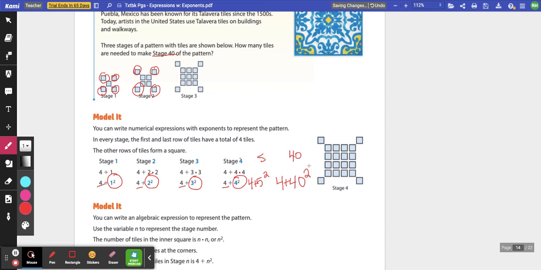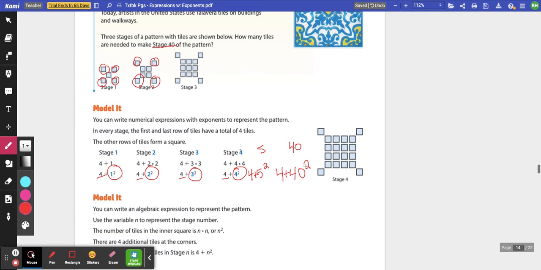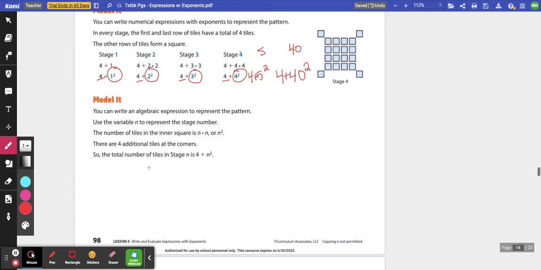So we're looking for how many tiles this would be if we had to solve it. Down here they show that you could write the expression 4 plus n squared, where n is whatever stage number we're on. So again, we're just plugging in or substituting a number for n depending on what stage. So for stage 5, we put 4 plus 5 squared. For stage 40, we put 4 plus 40 squared. For stage 8, we would put 4 plus 8 squared. So that n is where we're substituting our number of the stage.